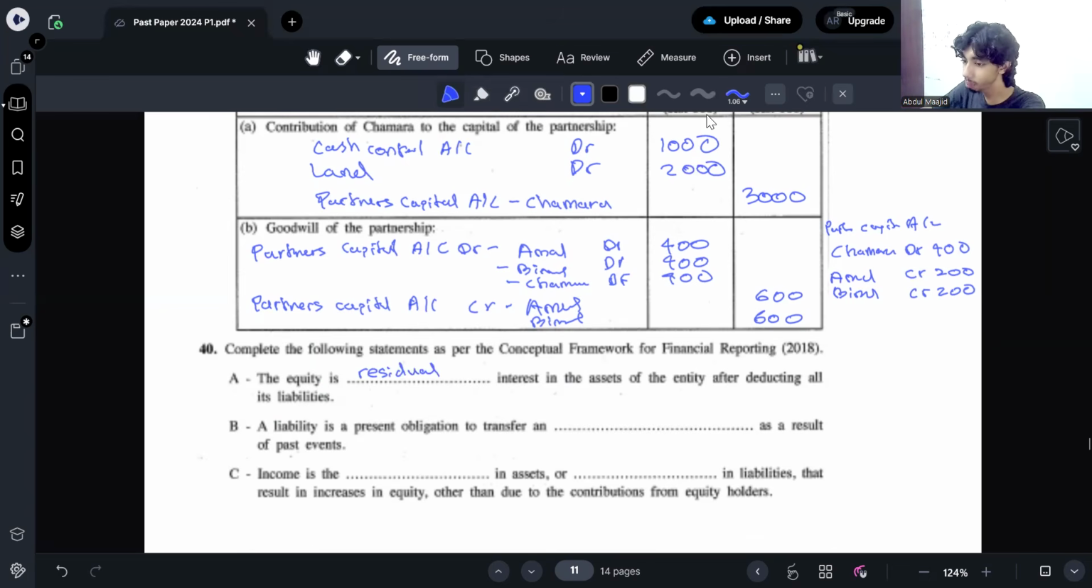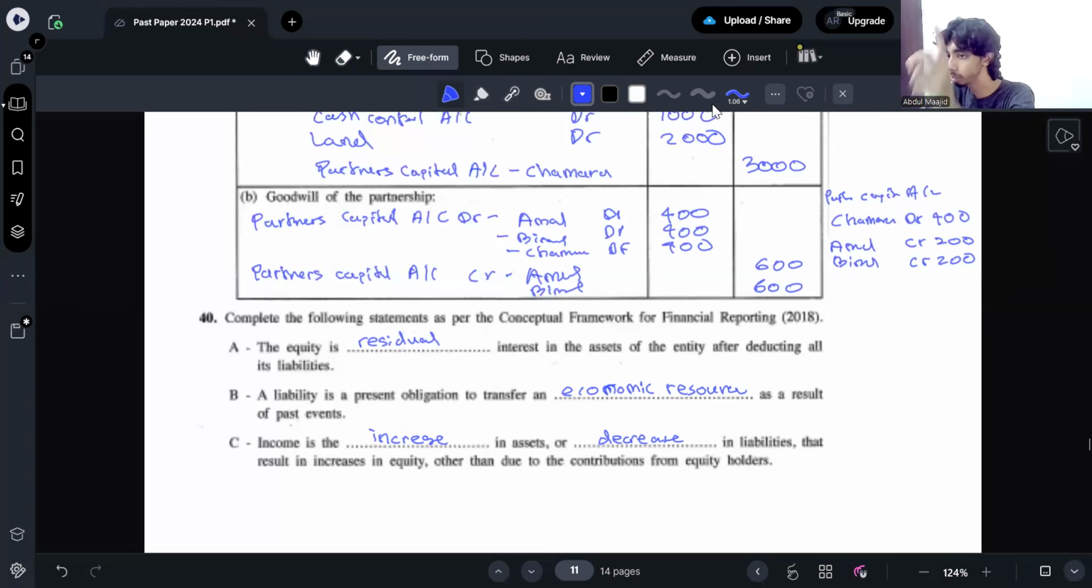B. A liability is the present obligation to transfer an economic resource as a result of past event. Economic resource. C. Income is the increase in asset or decrease in liability that result in increase in equity other than due to the contribution from equity holders. Okay. Then expense is the decrease in asset or increase in liability that result in the decrease in equity other than those relating to distribution to equity holders.